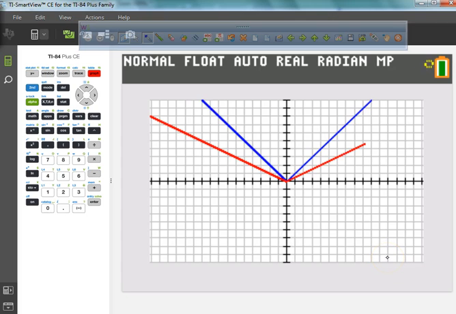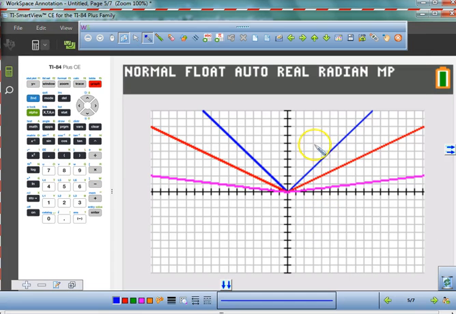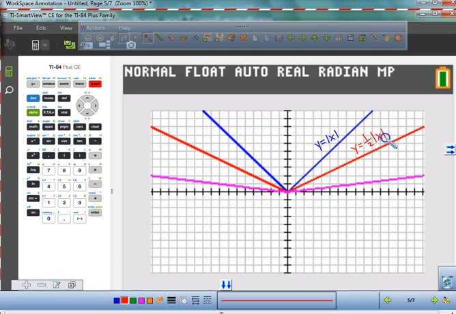There's the original. All right, so let's label these, okay? This was y equals the absolute value of x. This one was y equals 1/2 the absolute value of x. And this one was y equals 1/8 the absolute value of x. So I was right.